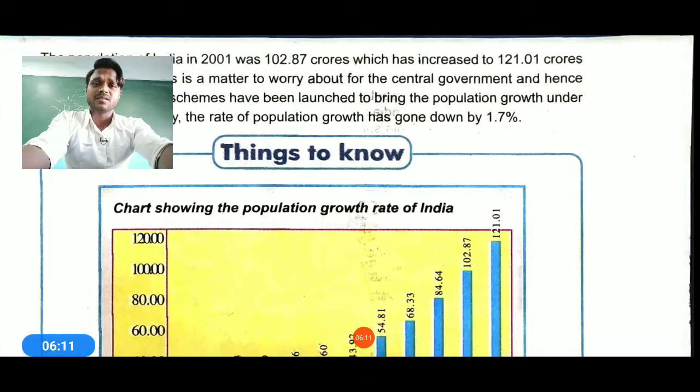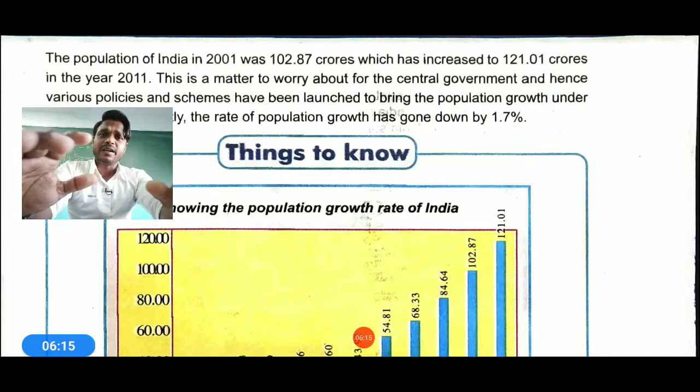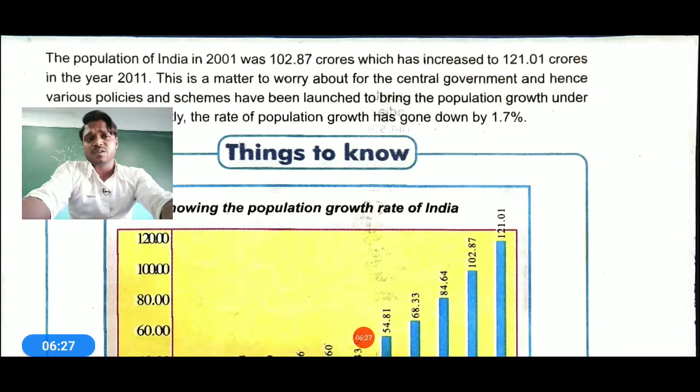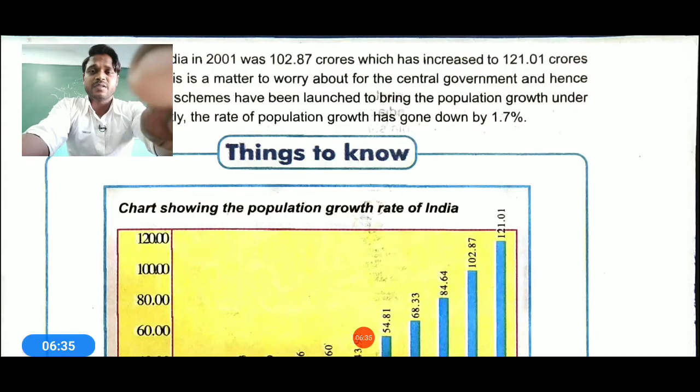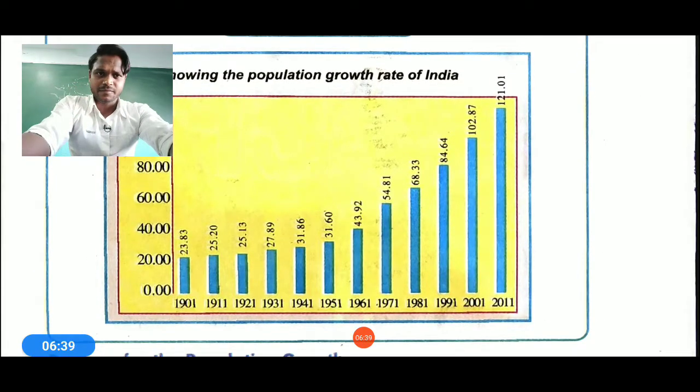Now the third page says that the population of India in 2001 was around 102.88 crores, which increased to 121 crores by the year 2011. Now it is going to more than, you can imagine, 137 crore. So the population has been increasing. I'll show you the figure chart with the graph information related to the population. You can see this graph.